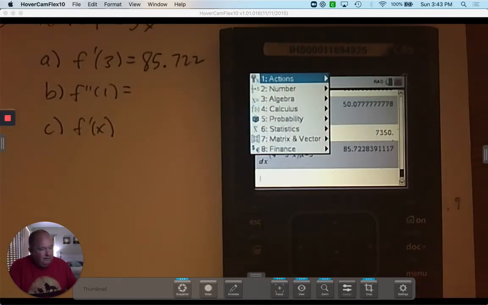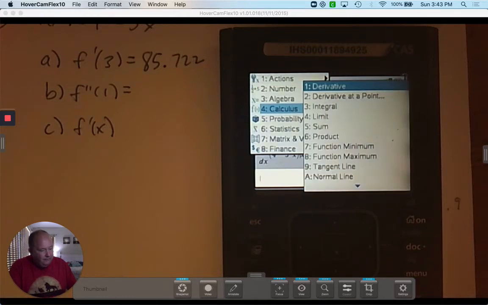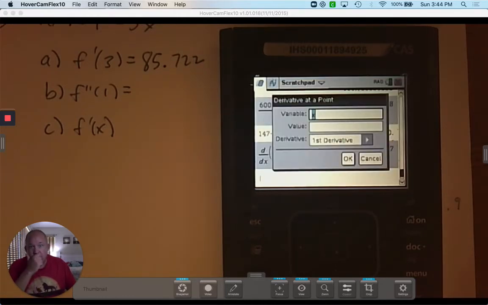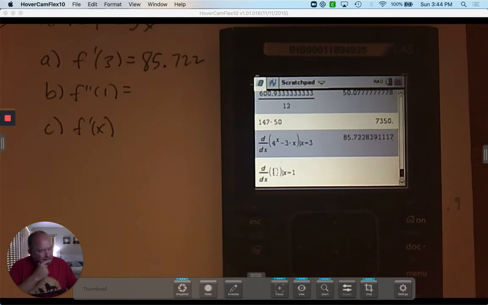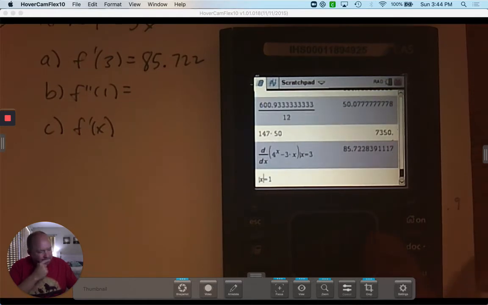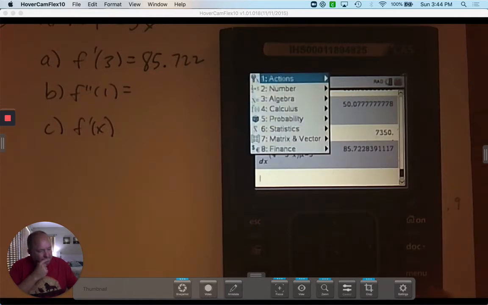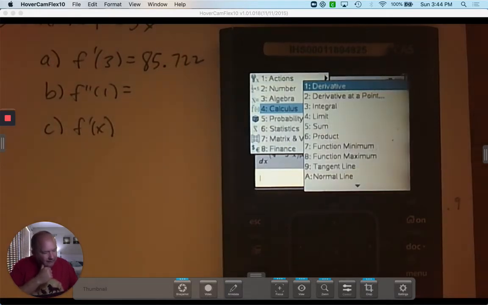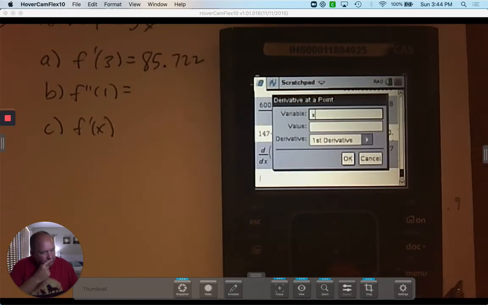So I'm going to go to Menu. I'm going to go to Calculus. Derivative at a point, so number 2. The variable is x, and then the value is at 3, but no, sorry, at 1. Let me go back again. Sorry. Let's try that again. I might have to use the cursor pad there. So Menu, Calculus, derivative at a point. The value's at 1.